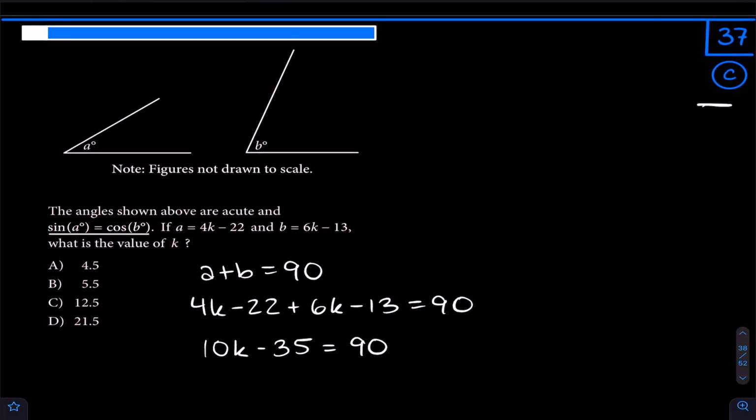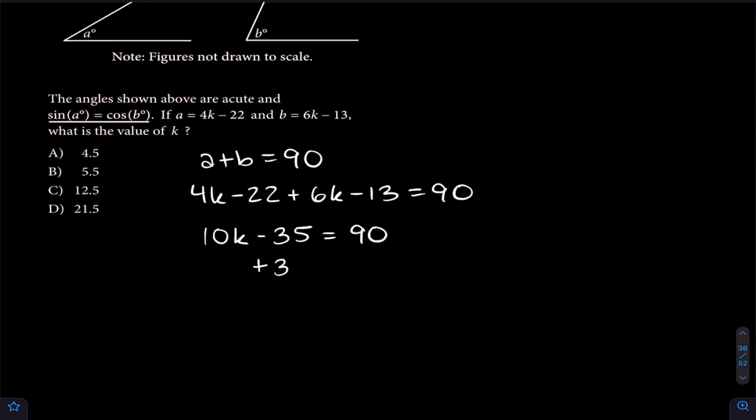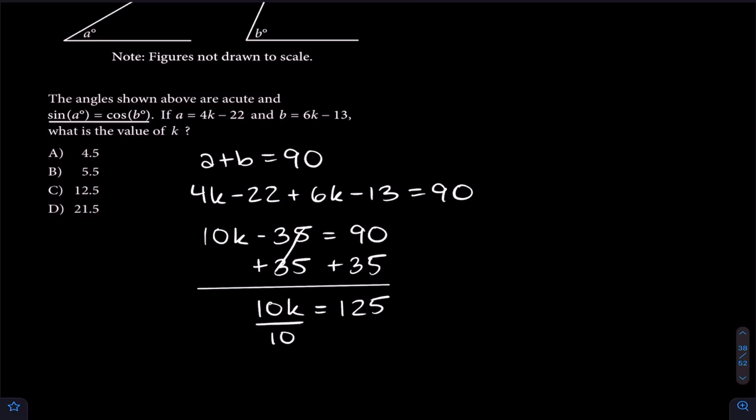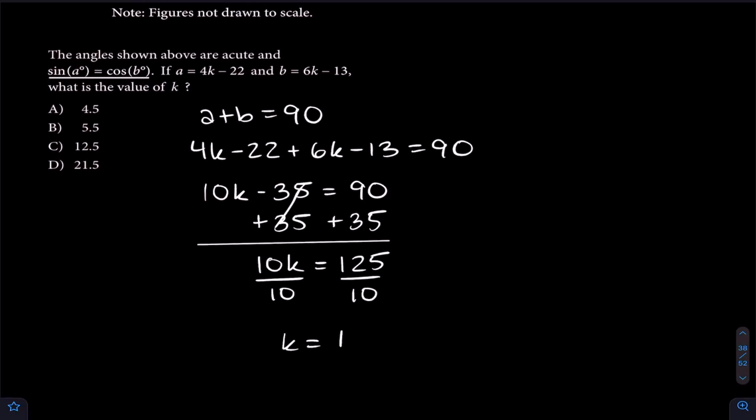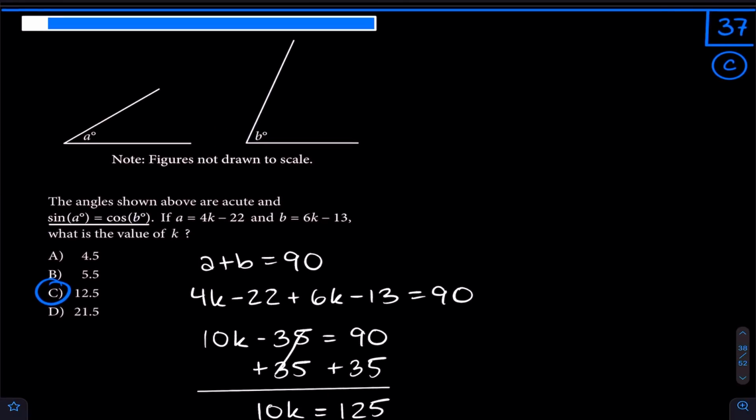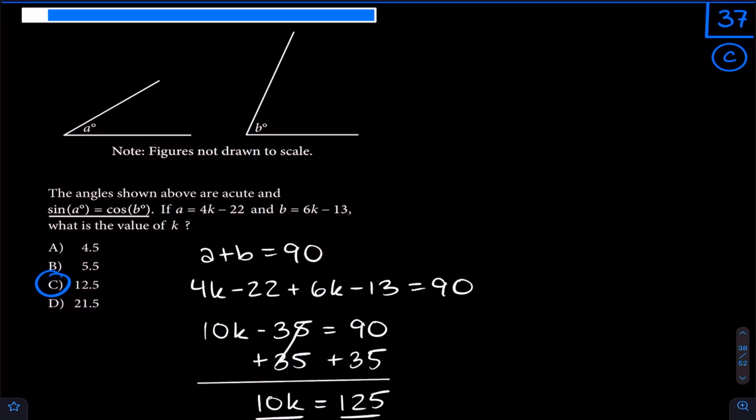So this is a calculator problem, just so you know. We might need our calculator in a second here. I think all the problems at this point are calculator going forward. Yeah, 10k is equal to 125. And dividing by 10 on both sides, I guess you don't need a calculator for this. You're going to get that k is equal to 12.5. And that right there is choice C. So great, now that we have the answer to problem 37, we can move on to problem 38.